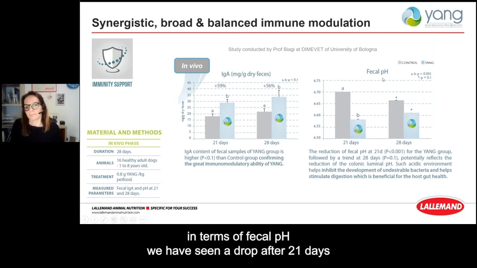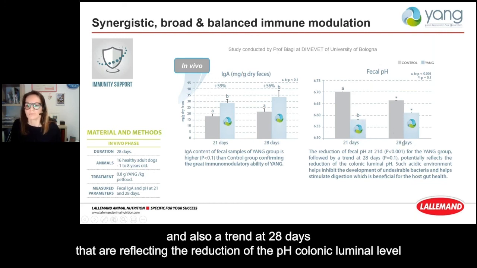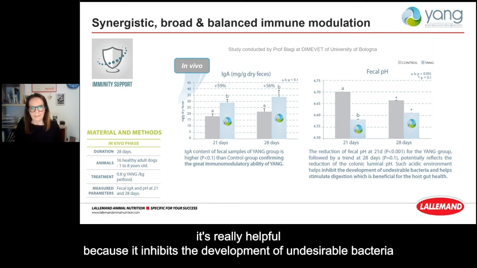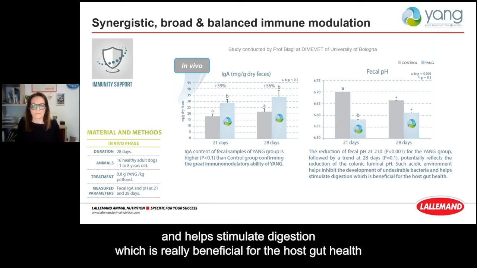In terms of fecal pH, we have seen a drop after 21 days and also a trend at 28 days that reflect the reduction of pH at colonic luminal level. Such an acidic environment is really helpful because it inhibits the development of undesirable bacteria and helps stimulate digestion, which is really beneficial for the host's gut health.